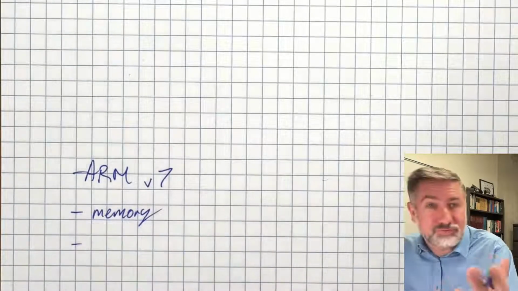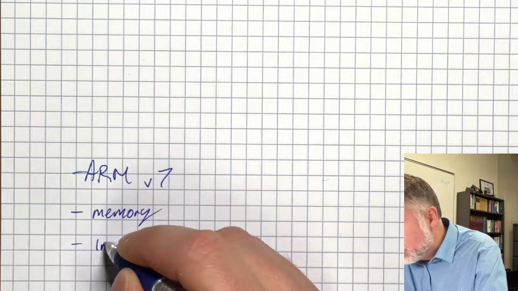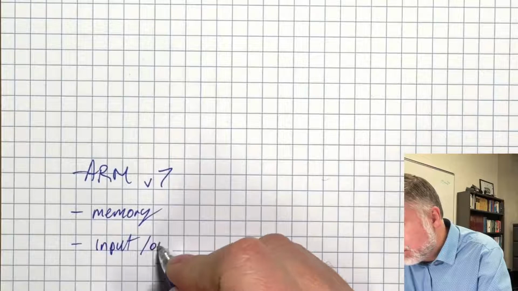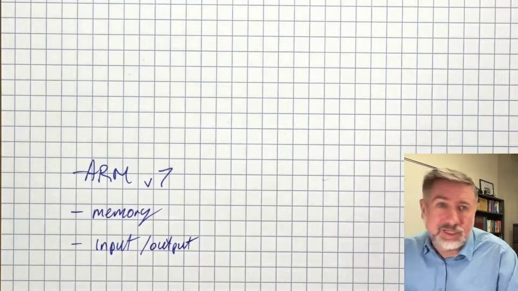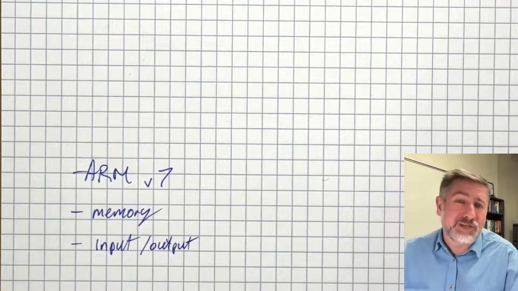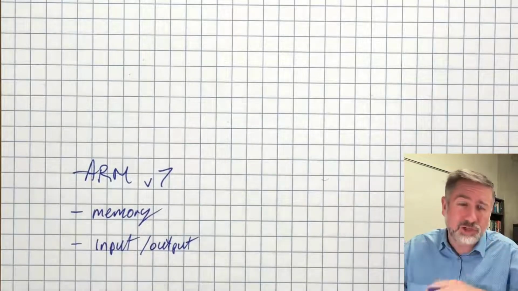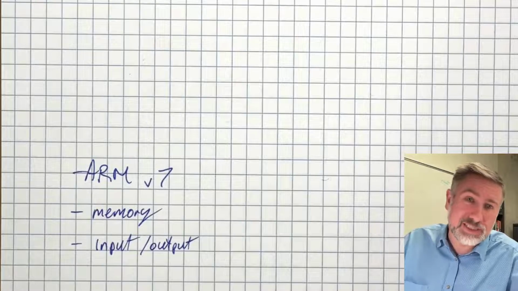Then the other sort of big topic is input and output, which involves things like networking, communication protocols. How do you get information into the machine? How do you get information out of the machine? And how do you make sure that all of these processes can synchronize?